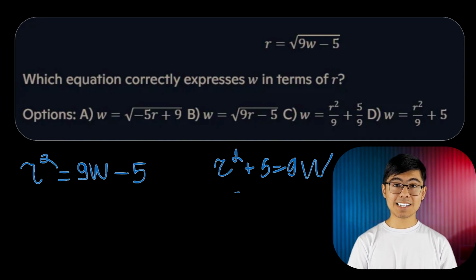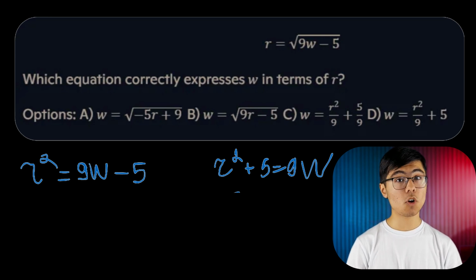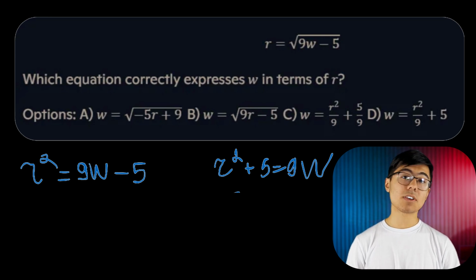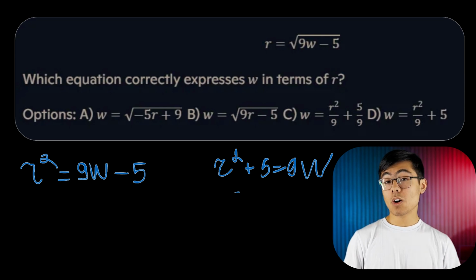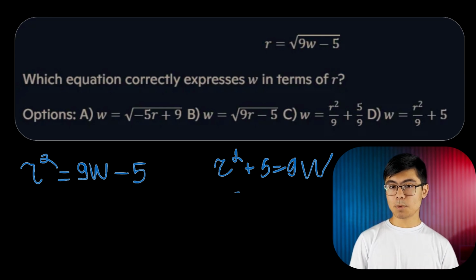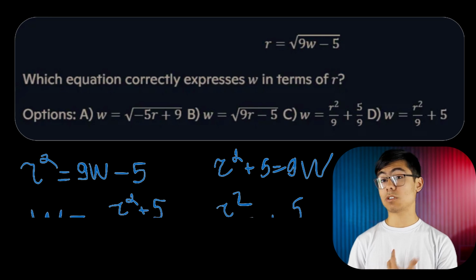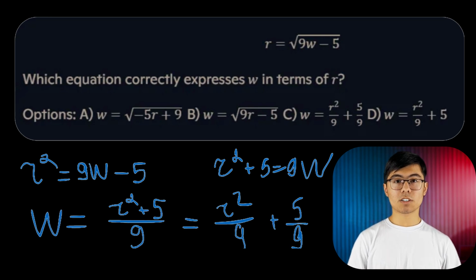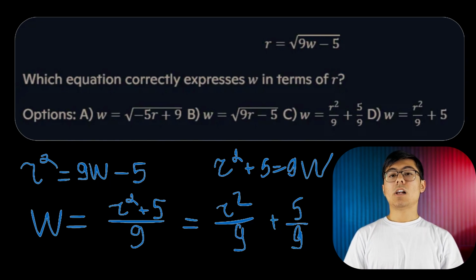Next we're gonna isolate w. So we add 5 to both sides to move that constant over. r squared plus 5 equals 9w. So we're almost there. Now divide both sides by 9 to solve for w. That's our expression for w in terms of r. Now let's see if this matches any of the answer choices. So the correct answer is C.